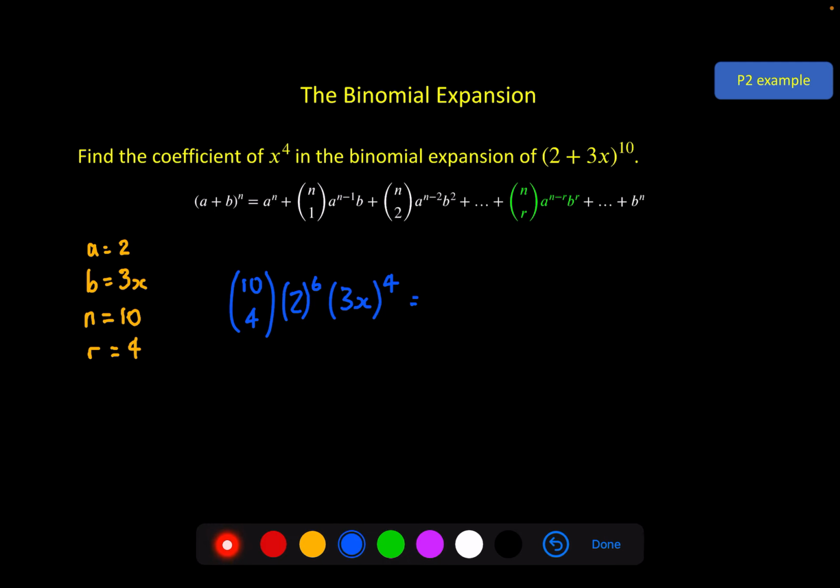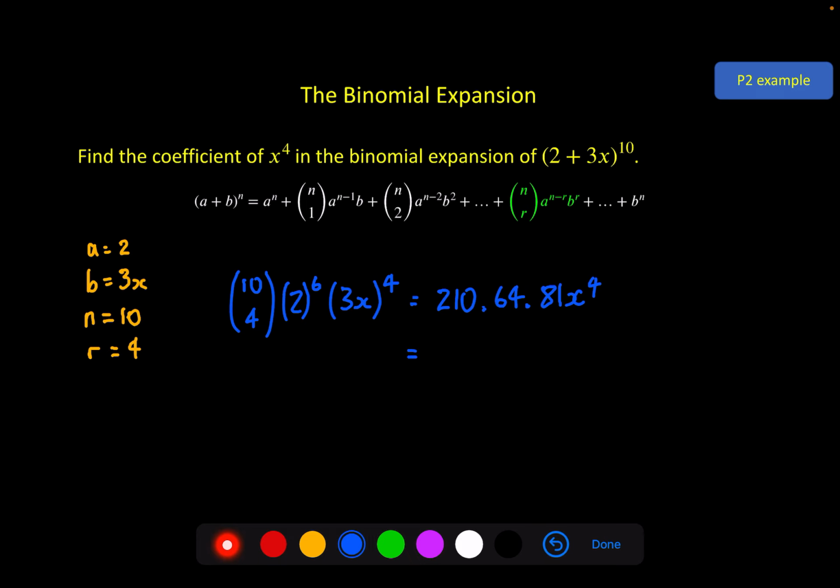Okay, 10 choose 4, I don't know what that is. Onto the calculator. 10 choose 4 is 210 times 2 to the power 6, which is 64, times 3 to the power 4, which is 81, and x power 4.